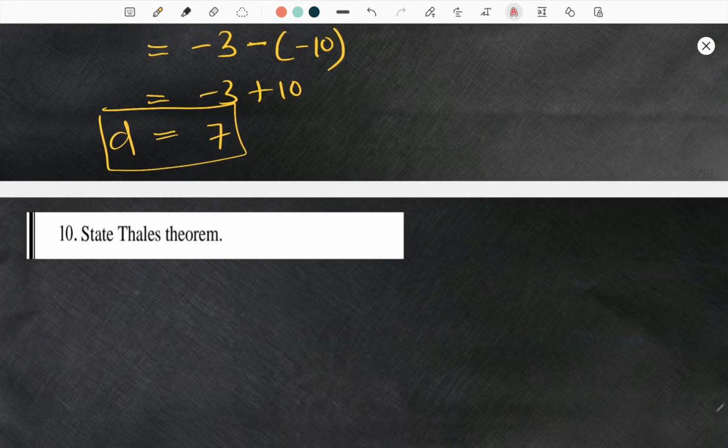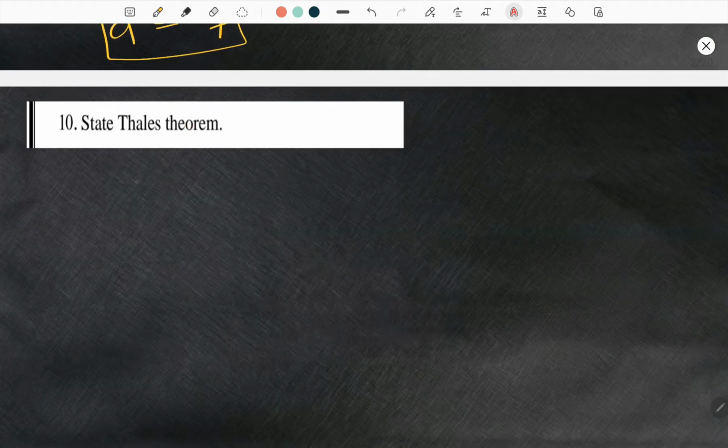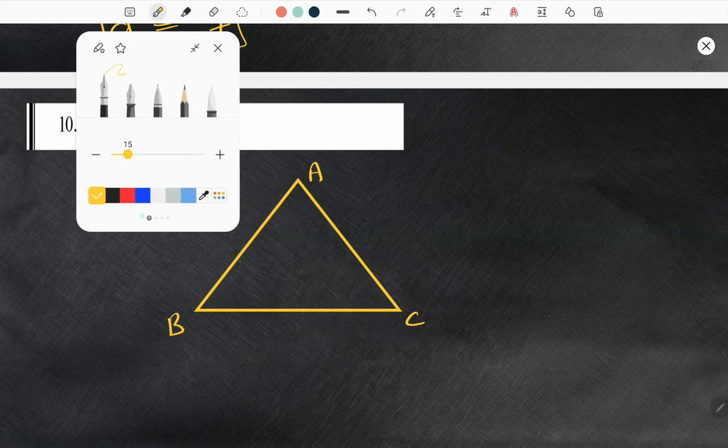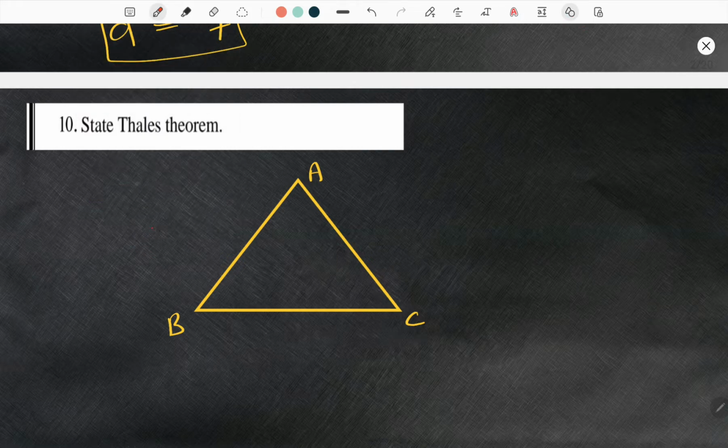All right, moving forward to the 10th question, state Thales theorem. So what is Thales theorem? Let us draw the diagram so that we understand it. Here is a triangle, for example. Let us name it ABC. Afterwards, there is a line which is parallel to BC, let me name it XY, and it is going to meet AB at one point. Let us call this D, and let us call this E.